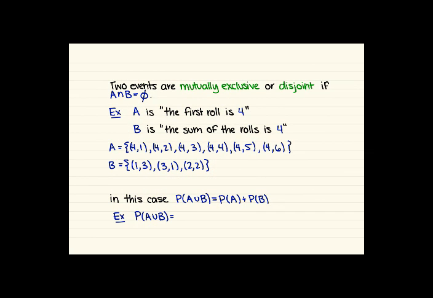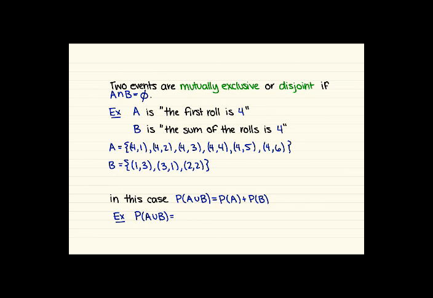In the case where there's no overlap between the two events, we say that they're mutually exclusive or disjoint. That happens if their intersection is the empty set, so they've got no common outcomes between them. For example, if A is the first roll is 4 and B is the sum of the rolls is 4, those can't ever both happen at the same time. So when we're looking at the set A written out here and the set B written out there, we see that there's no overlap between those sets. So their intersection is the empty set, and we would say that those are mutually exclusive or disjoint.